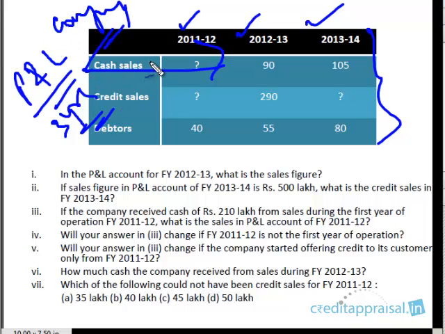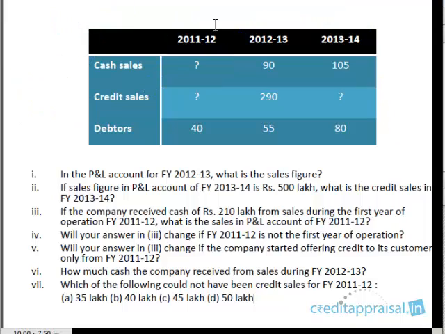These are only figures extracted from the P&L account and from the company. For example, this breakup between cash sales and credit sales is not actually given by the P&L account. It is given by the company. So let us assume these are the figures available for this exercise. Now let us try to answer the following 7 questions. Please pause the video and try to answer these questions. We'll then go ahead and solve them.